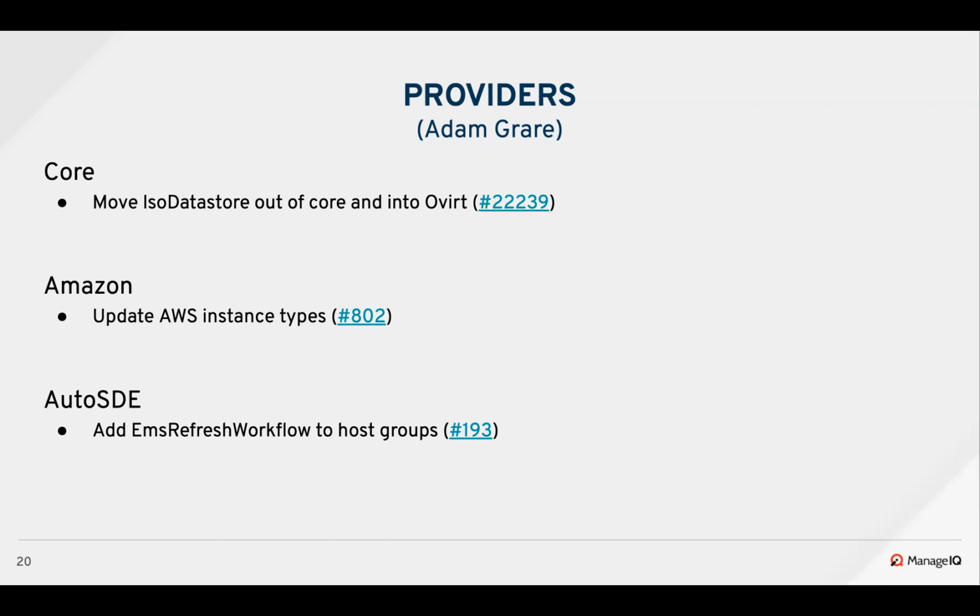For Amazon, the bot updated the list of AWS instance types, and Auto-SCE added an EMS refresh workflow to host groups so that when you create a new host group, we will kick off a targeted refresh automatically and wait for that to complete before doing anything else related to that creation. Next slide.